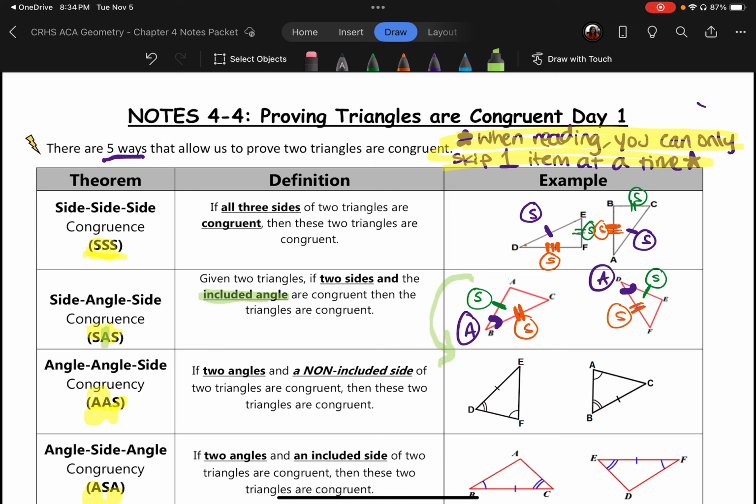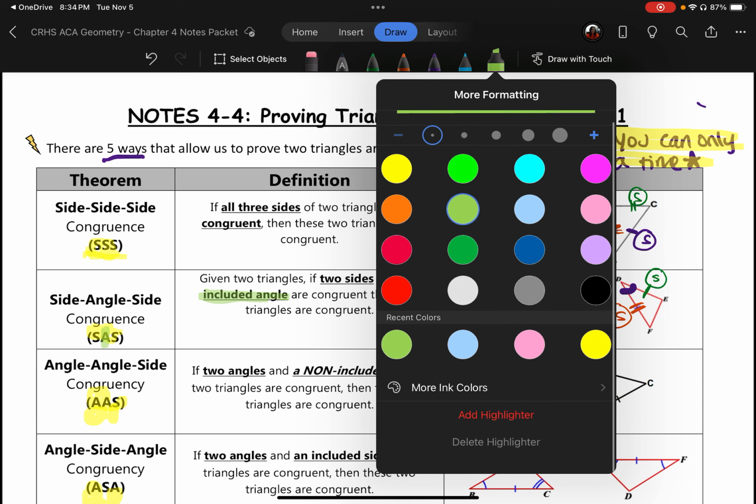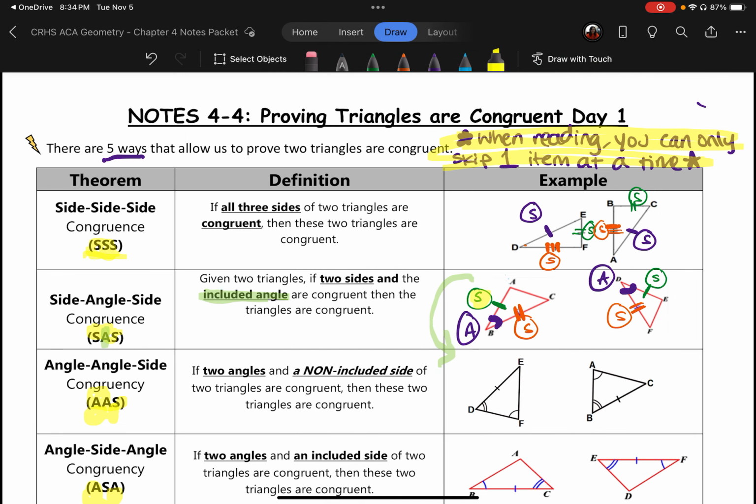So if I start here at the green S to go to the purple A, then you'll notice that I'm not skipping anything. I go from the side to the angle, and next we have a side. So that spells out SAS. That's how we're going to read these, and we'll practice more when we get to the examples. But this is what side angle side looks like, where we have an angle in between two sides that is marked congruent in both triangles.